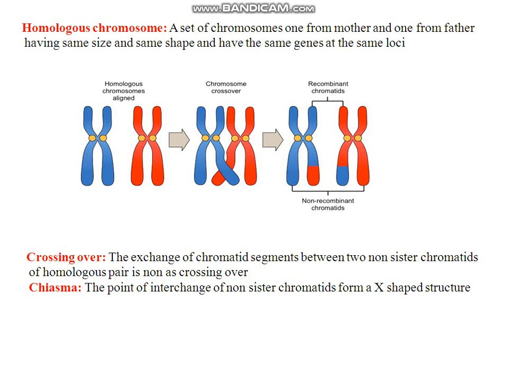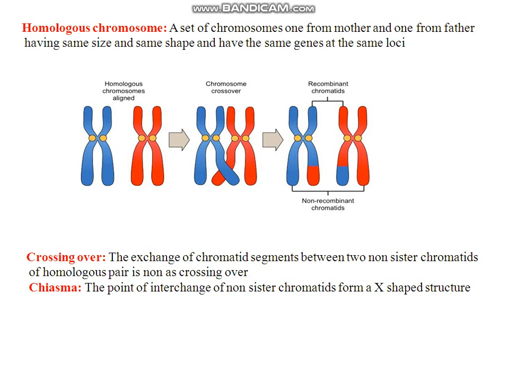So once again I am starting from homologous chromosomes. Homologous chromosomes are a set of chromosomes, one from mother and one from father, that pair up with each other inside a cell during meiosis. They have the same genes at the same loci.